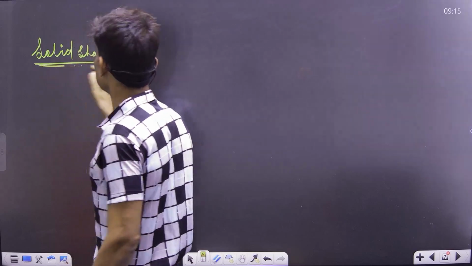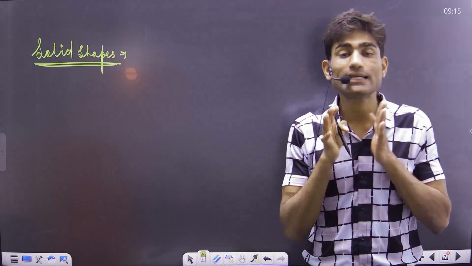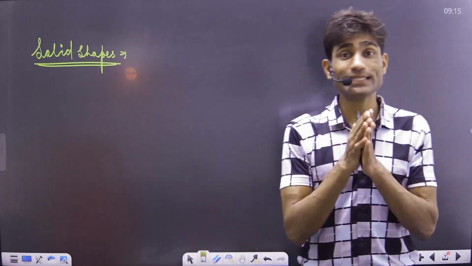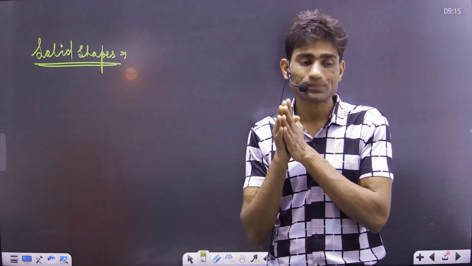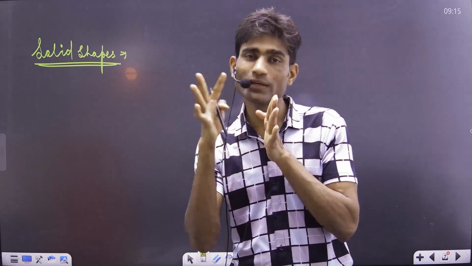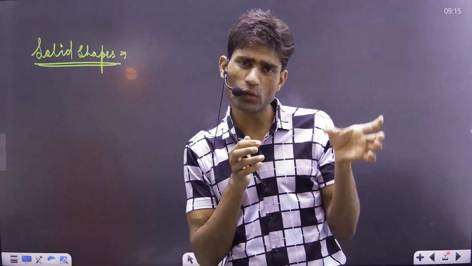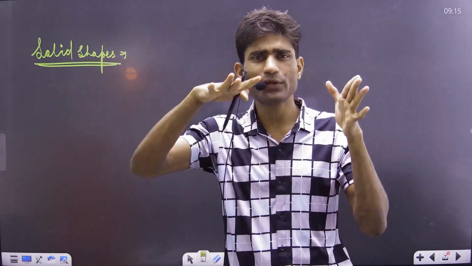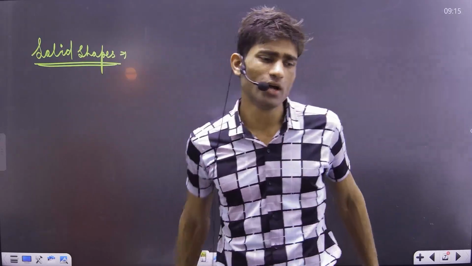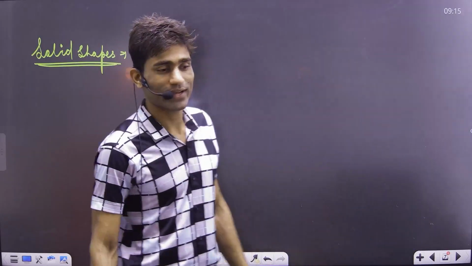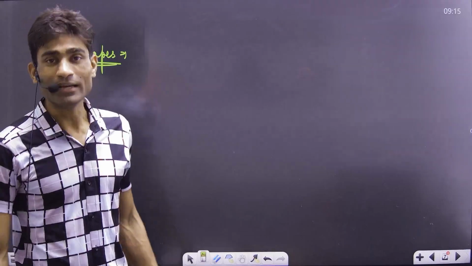Which solid shapes are we going to learn in today's lecture? First, the cylinder, then the cone, sphere, hemisphere, cube and cuboid. All these solid shapes we need to understand here. So let's get started.